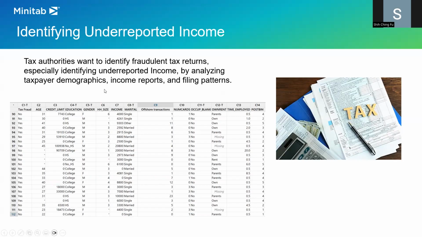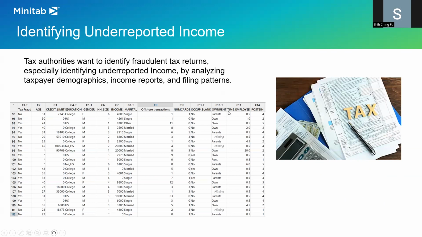This data set is just based on historical data. We have people who don't have fraudulent income, or yes, they do have fraudulent income. So this is yes or no, just like my answer. In the data set, we have individual information: this person's age, credit limit, education level, gender, home size, income, marital status, offshore transactions, number of credit cards, and whether you put an occupation or you leave it blank, or you fill out something. So someone may try to hide their occupation, so they don't fill it in, or they fill something in.